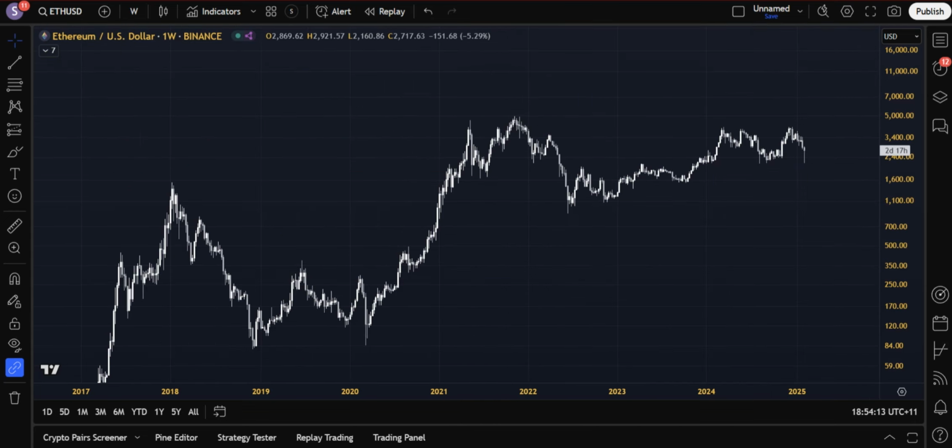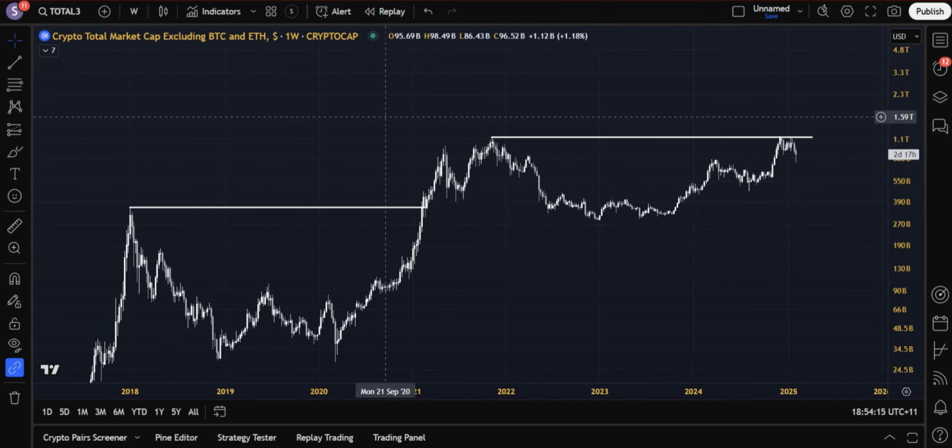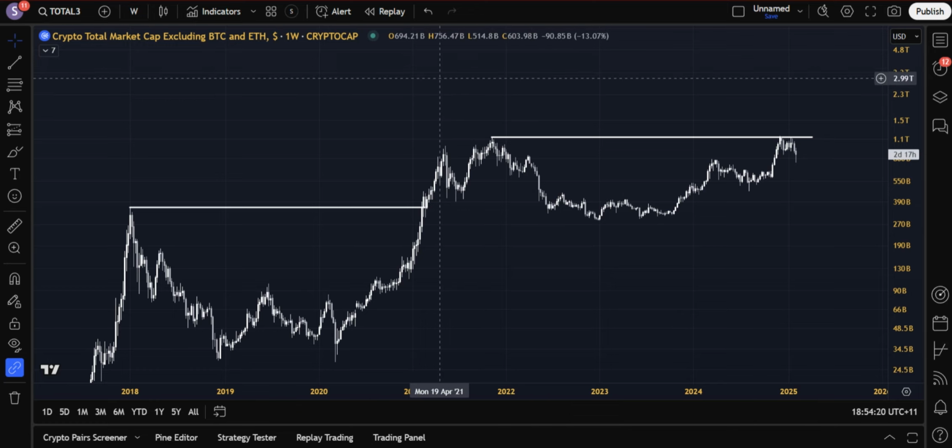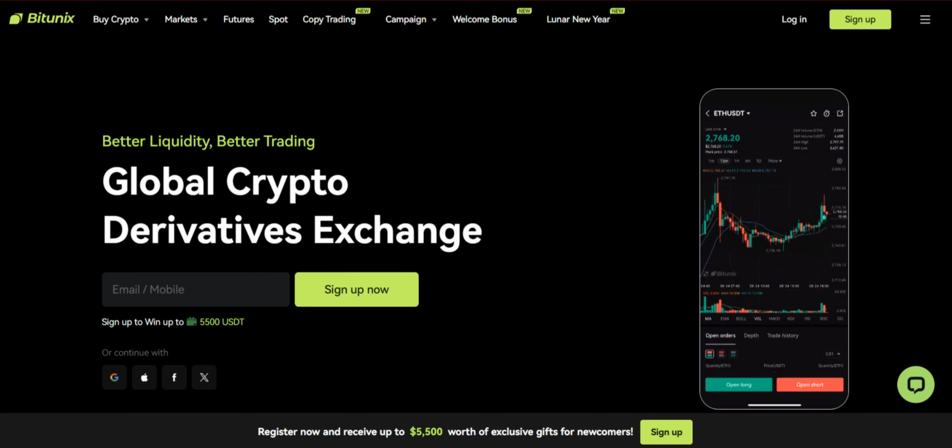We can do that not only on Bitcoin, but we can do it on Ethereum. We can do it on the total 3 cryptocurrency market cap chart as well. That's exactly what we'll do today. It shouldn't take too long. Ladies and gentlemen, without further ado, we'll look at the exchanges and get into the content.